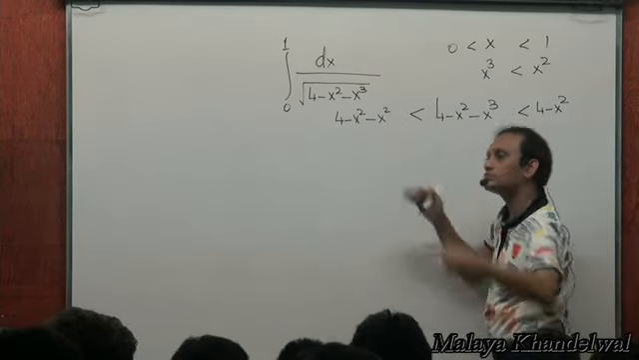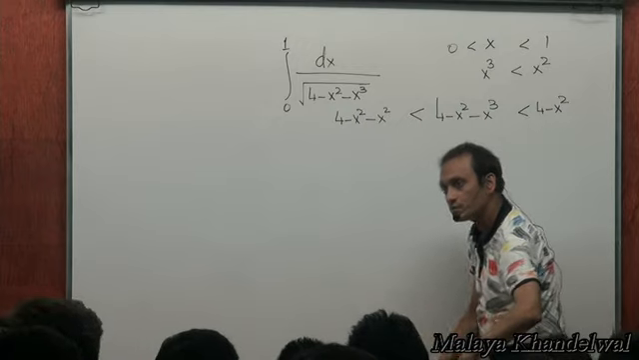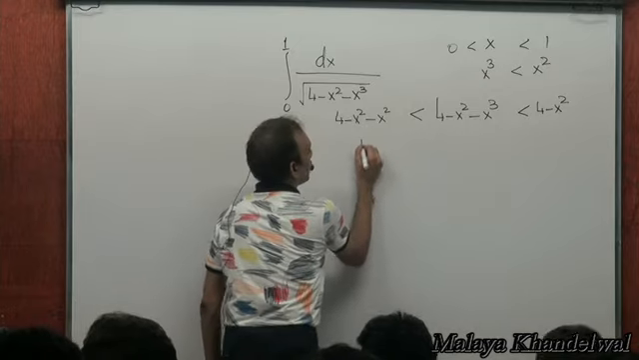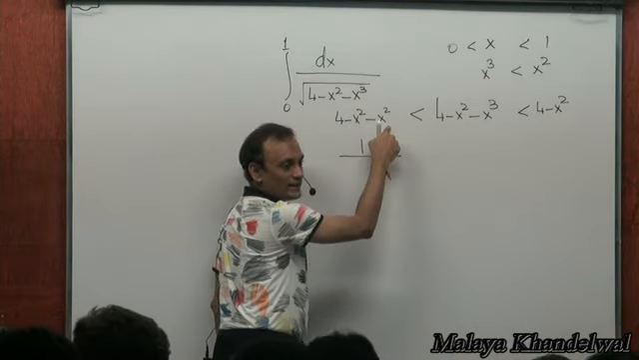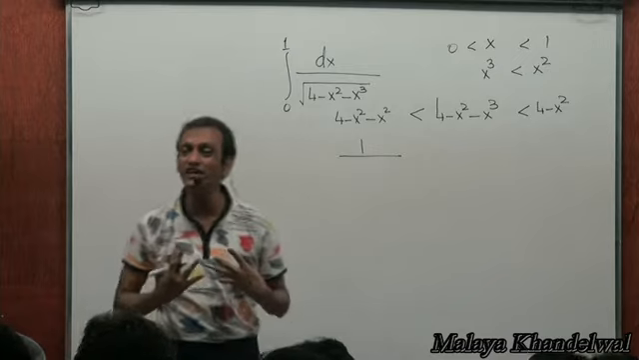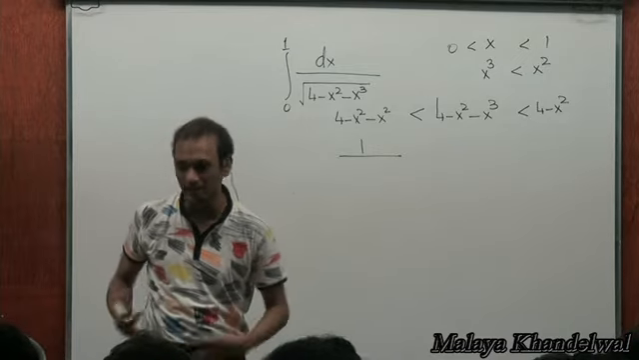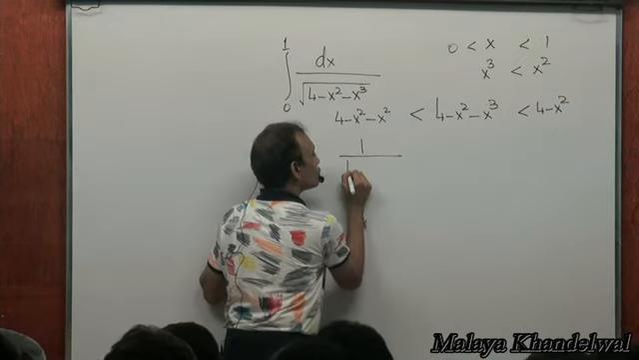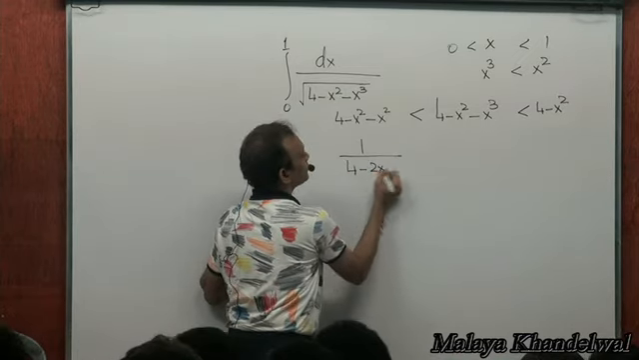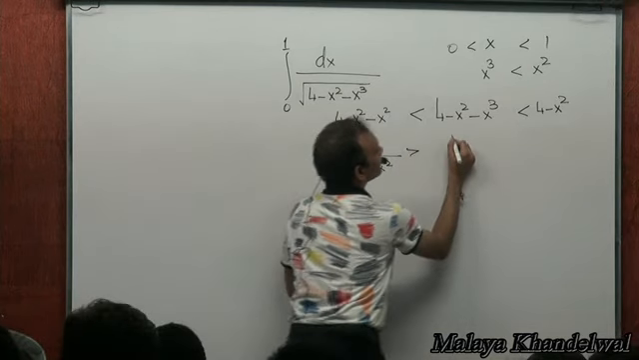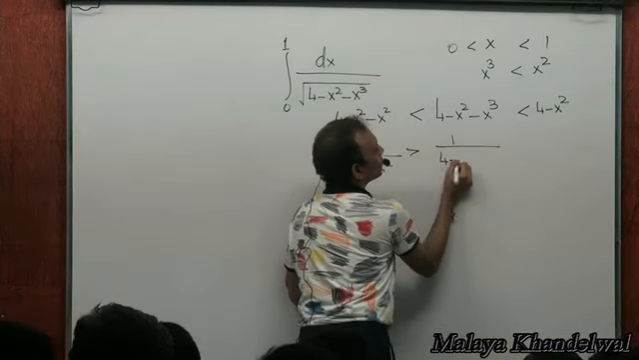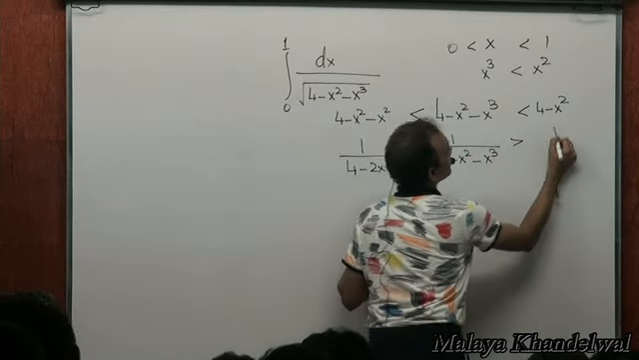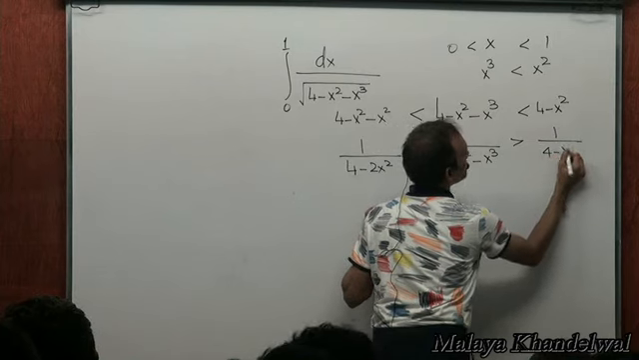How about it? Take their reciprocals. The direction of the inequalities changes. So then 1 by 4 minus 2x squared, which is a function very dear to our heart because it would be readily integrable. This or its square root would be readily integrable. So we like this. 1 by 4 minus 2x squared is greater than 1 by 4 minus x squared minus x cubed, which must be greater than 1 by 4 minus x squared.